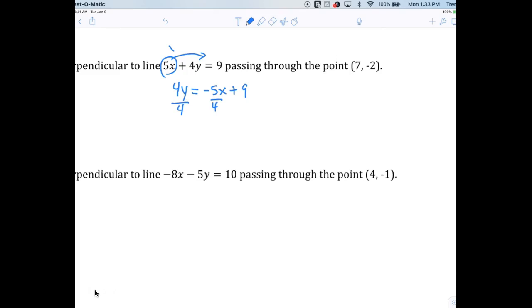Divide by 4, divide by 4, divide by 4. Y equals -5/4 x plus 9/4. Ms. Schulzman, are you good on that, right? So now tell me what the slope of the perpendicular is. 4/5, through the point 7, -2.